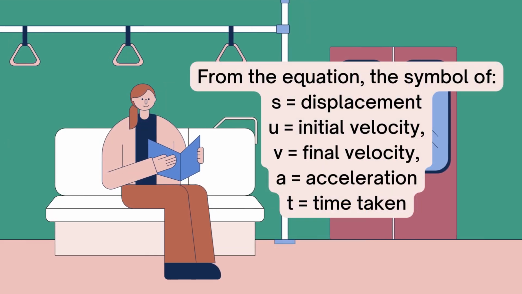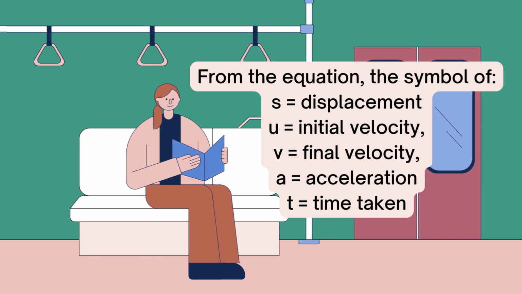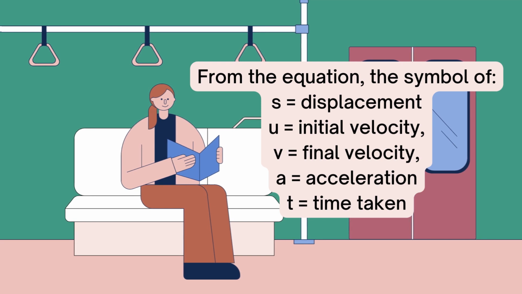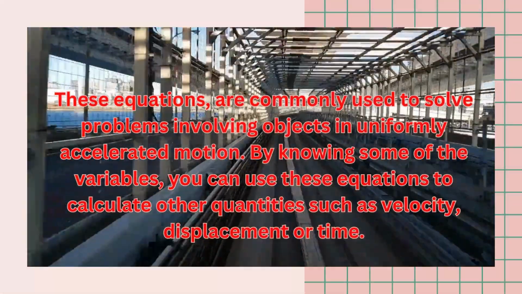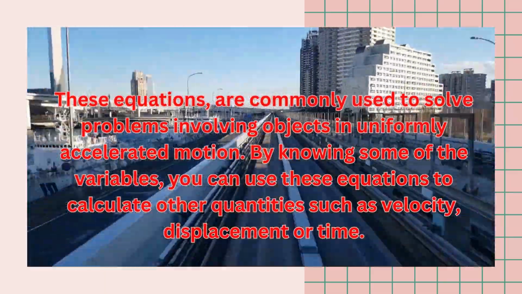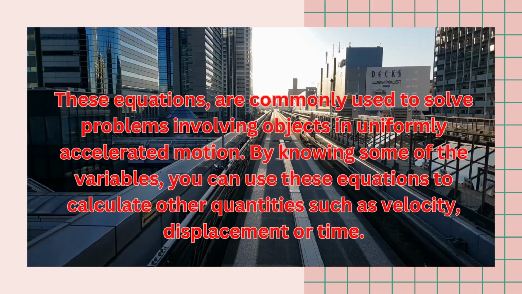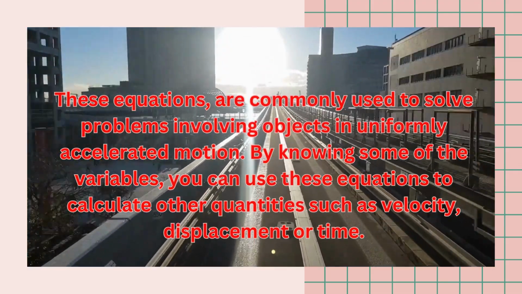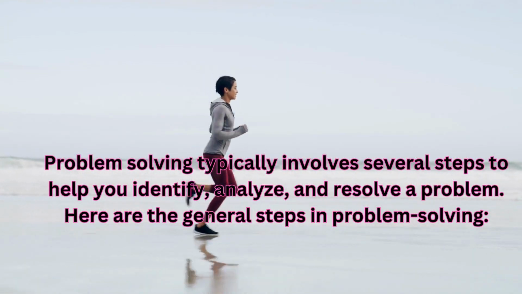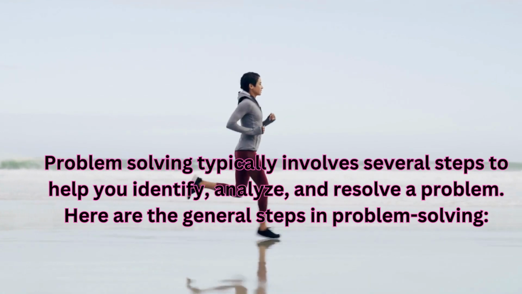From the equations, the symbols are: S equals displacement, U equals initial velocity, V equals final velocity, A equals acceleration, T equals time taken. These equations are commonly used to solve problems involving objects in uniformly accelerated motion. By knowing some of the variables, you can use these equations to calculate other quantities such as velocity, displacement, or time. Problem solving typically involves several steps to help you identify, analyze, and resolve a problem.